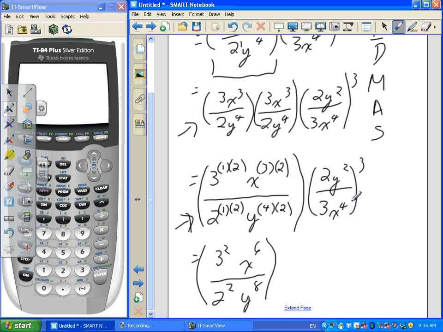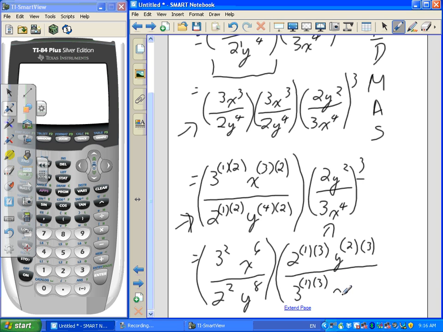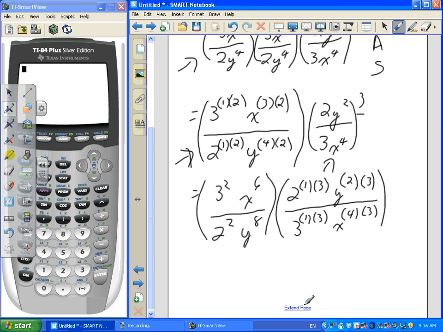Now, I know that I could duplicate this base 3 times. This would be our second step here because it's the power of 3. But instead, I'm just going to apply the power rule again. So this is 2, technically to the power of 1, times 3. We're bringing the exponent in. y to the power of 2 times 3, 3 to the power of 1 times 3, and x to the power of 4 times 3. We're just going to use the power rule to solve this.